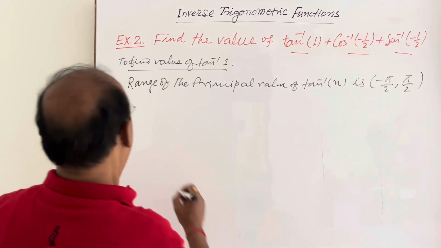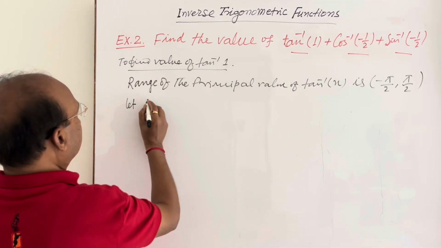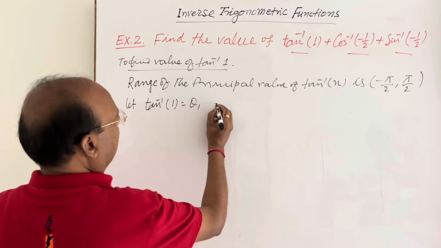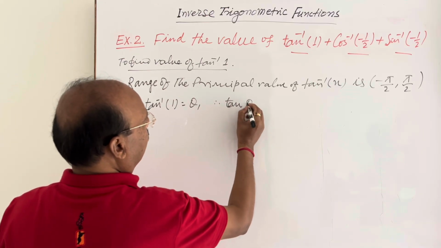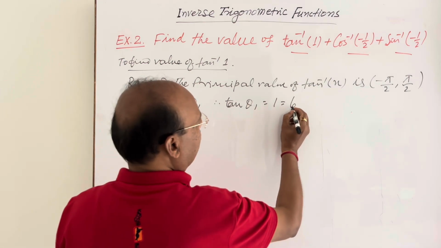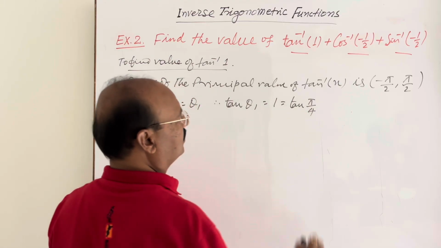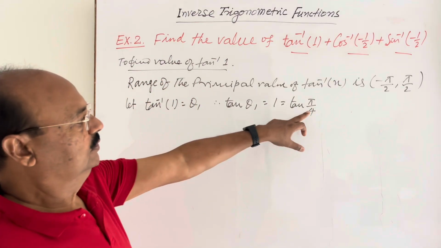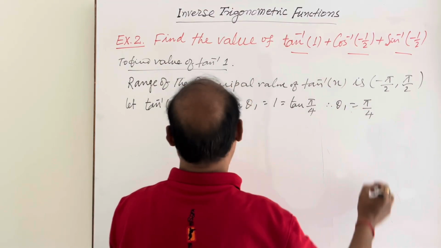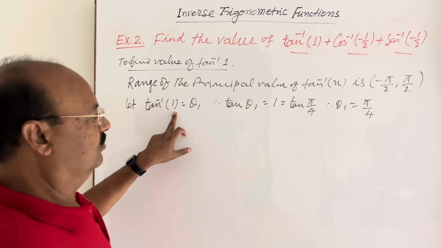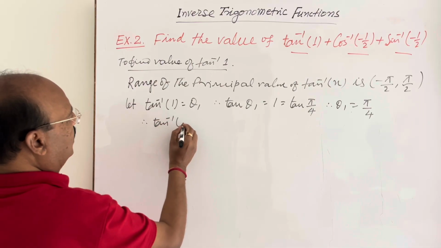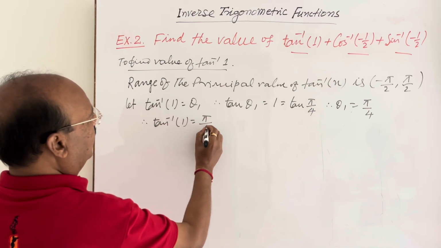Let us suppose that tan inverse of 1 is equal to theta 1. Therefore, tan of theta 1 is equal to 1, and we know that tan pi by 4 is equal to 1. So theta 1 is equal to pi by 4. Theta 1 means tan inverse of 1. So we are getting the value of the first term. Therefore, tan inverse of 1 is equal to pi by 4.